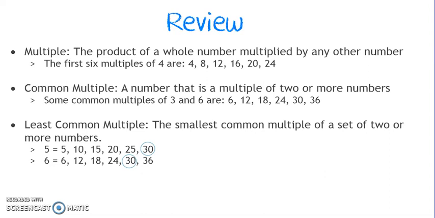And then the least common multiple is the smallest common multiple of a set of 2 or more numbers. So if we're looking at the set of multiples for 5 and 6, we can see that 30 is going to be our least common multiple because it's the smallest number that both of those two numbers have in common.